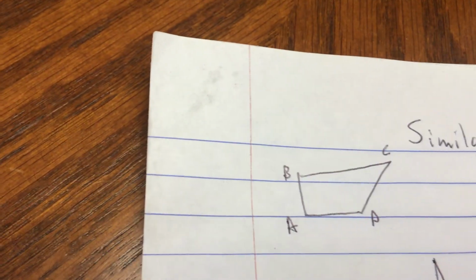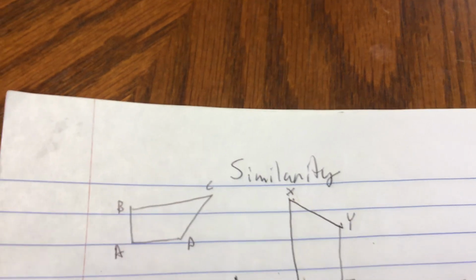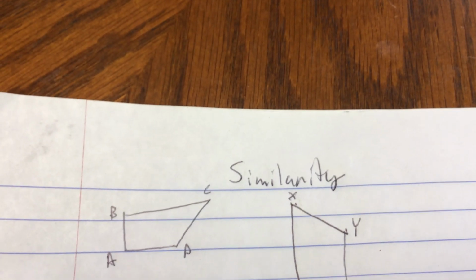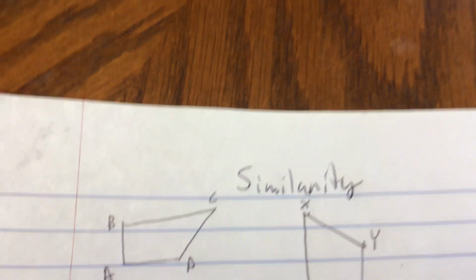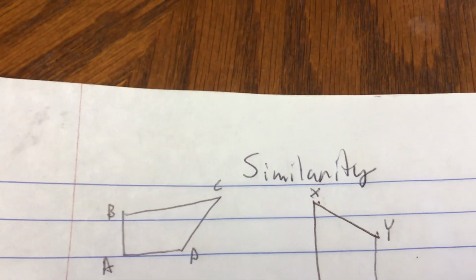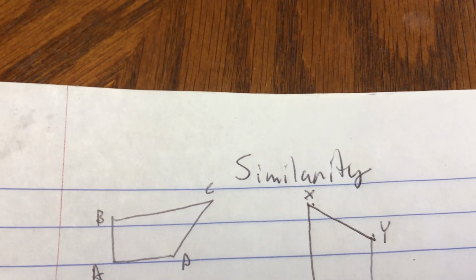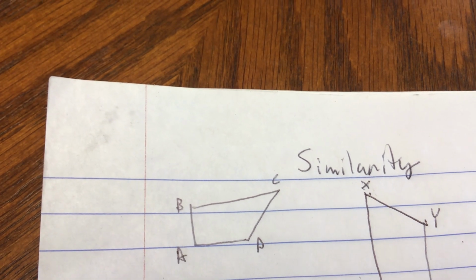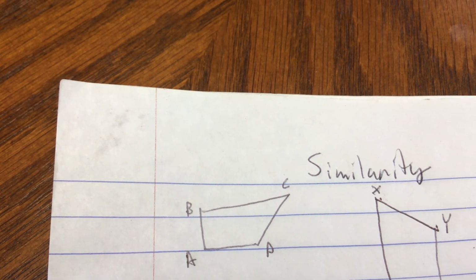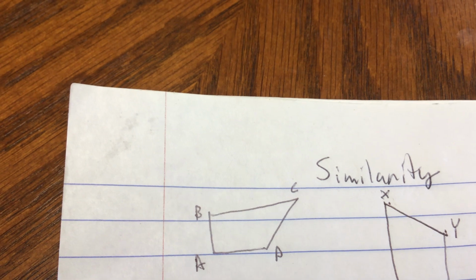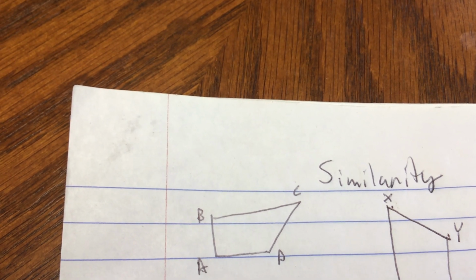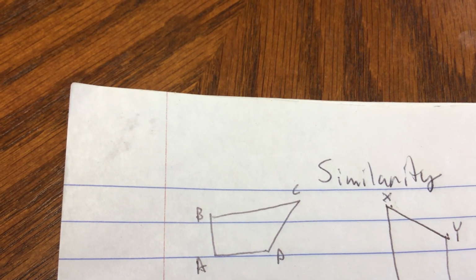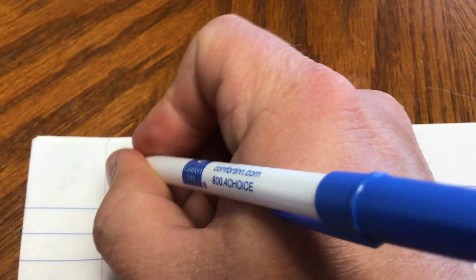Today we're going to go over similarity, and we'll talk about it, and then there will be 2 assignments on it for this week. Similarity is actually fairly easy. Two key things you want to remember about similarity, I'm going to write these right here at the top, is that 1, the angles of the figures must be congruent. That is, the corresponding angles of the figures must be congruent. So I'm going to write that down.